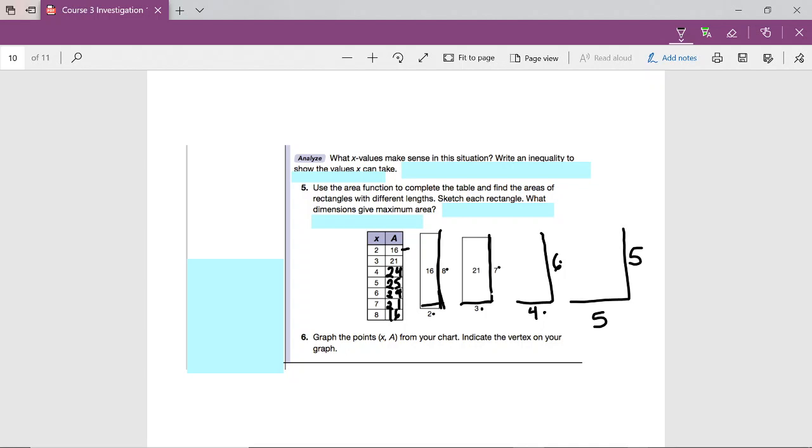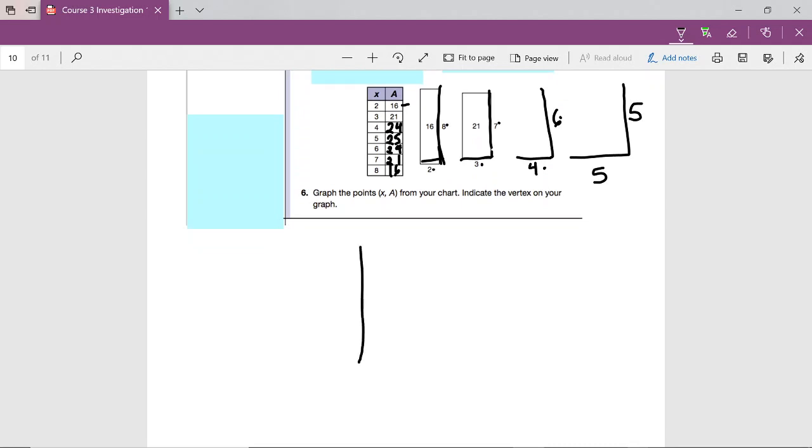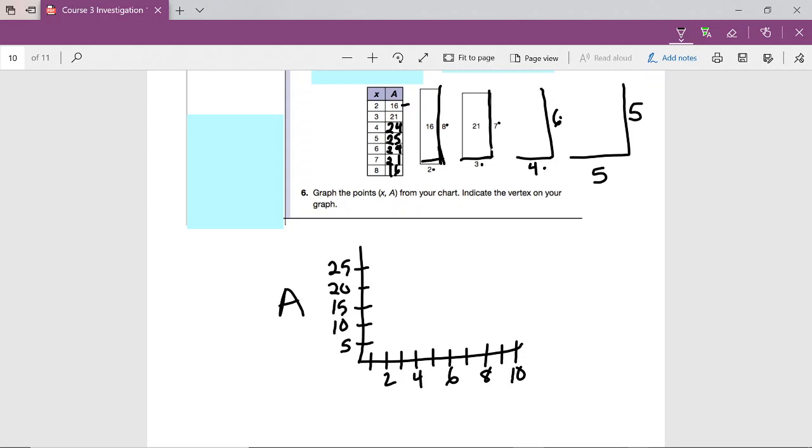And it says graph the points X and A from your chart, indicate the vertex on your graph. I'm just going to do a quick sketch of what this is going to look like so that we can visualize what is happening here. So here we go. All right, so here's 10. And then I'm going to skip some numbers here. 5, 10, 15, 20, 25. So this is my area on the y-axis since it's dependent on the perimeter, and x values are plotted on the x-axis.